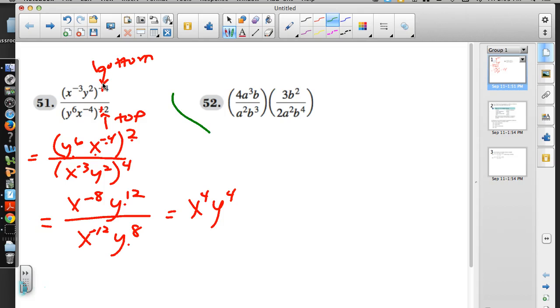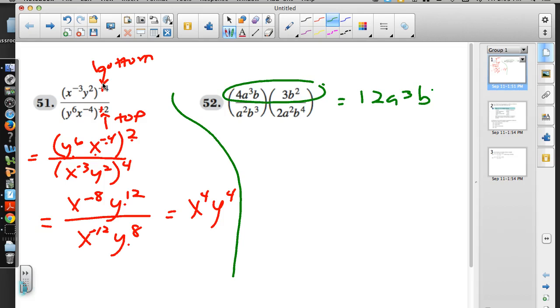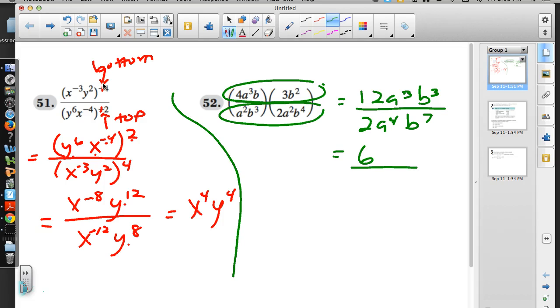All right, number 52, what we want to do is make one fraction out of this. So we're going to do top times top, and remember that when you multiply similar bases, you add the exponents. And bottom times bottom. Then we can see this is just another division problem. So again, 12 divided by 2 is 6. But 3 minus 4 will give us a negative 1, and 3 minus 7 will give us a negative 4.